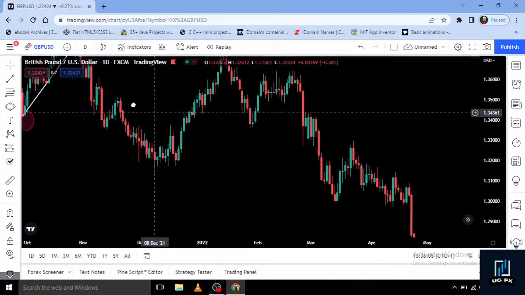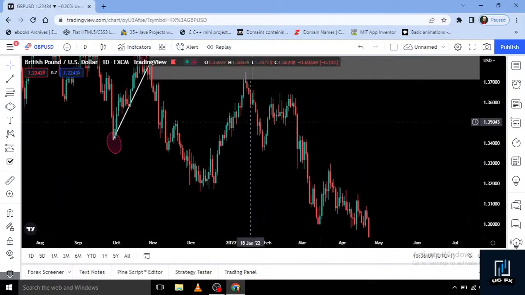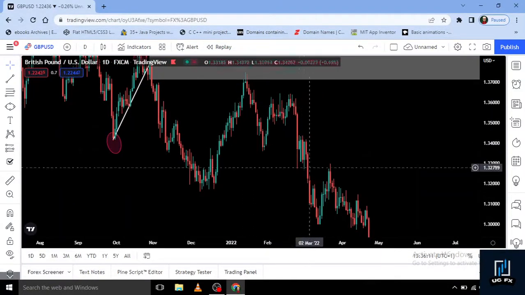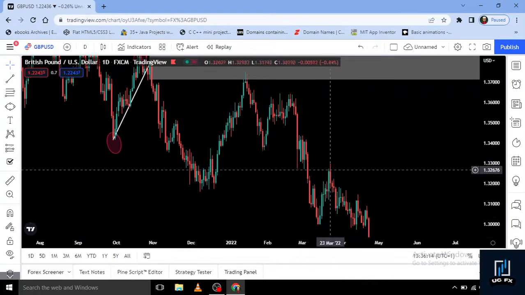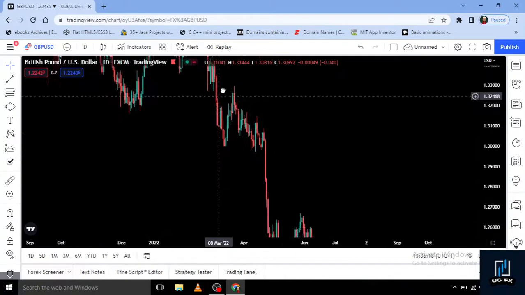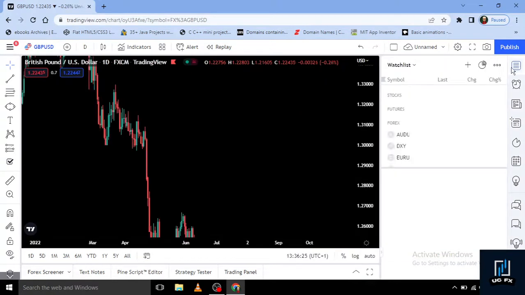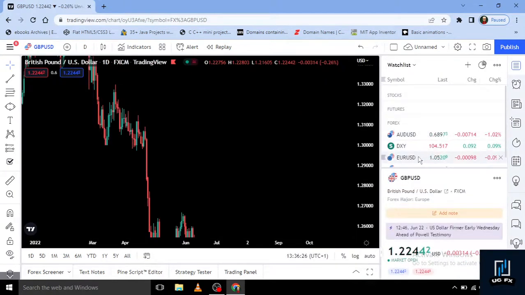After that, you could see what the market did. The market just kept going down and down and down, just like that. You could go to other pairs to check out these things. Okay, this is GBP USD. Let's go to Euro USD. Let's check on Euro USD, see what happened there.